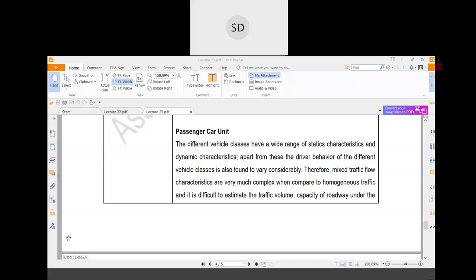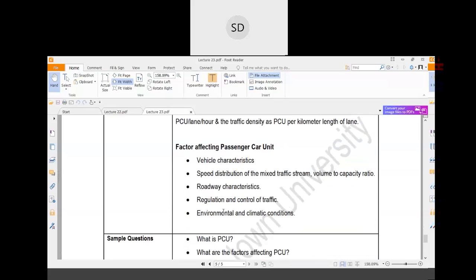Therefore, you need one particular factor by which, by multiplying, you will convert all the different vehicle class units into a single car unit. That factor is called passenger car unit. In passenger car unit, generally a personal car or small car is considered as the unit, and all the vehicle classes are converted into the passenger car. For this reason, it is called passenger car unit.